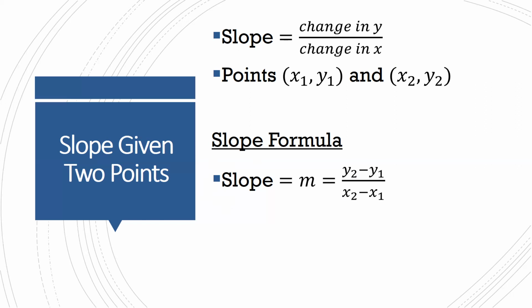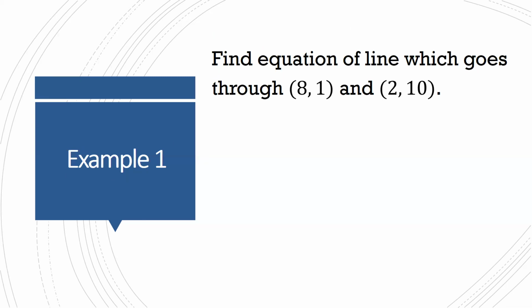So that gives me a formula for finding the slope if I know 2 points on the line. So if I know 2 points on the line, I can find the slope, which is labeled m, by taking a fraction, y2 minus y1, divided by x2 minus x1. That's known as the slope formula, or the slope formula with 2 points. Now that we know that information, we can find the equation of a line which goes through 2 points.